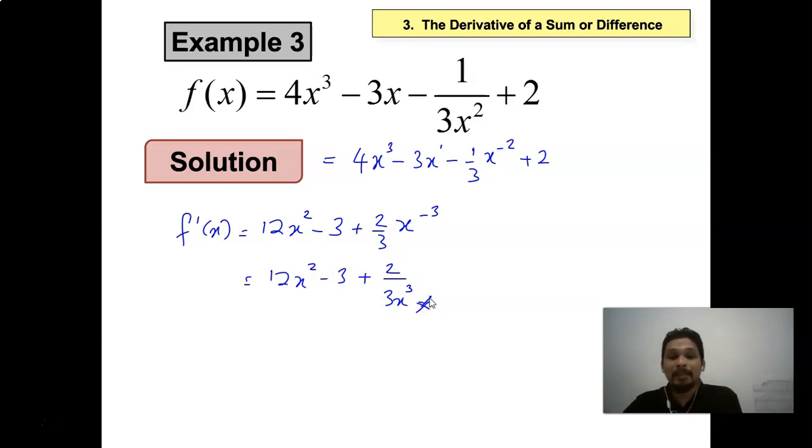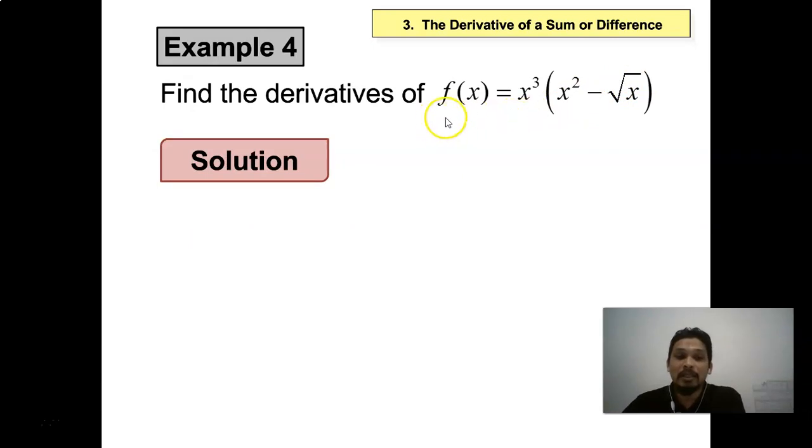Okay. Then next, for this question, there are two methods that we can choose. You can choose whichever you prefer. Okay, I prefer to multiply x cubed with every single term that we have here. x cubed multiplied with x squared, and x cubed multiplied with the square root of x. Square root of x is also defined as x to the power of 1/2.